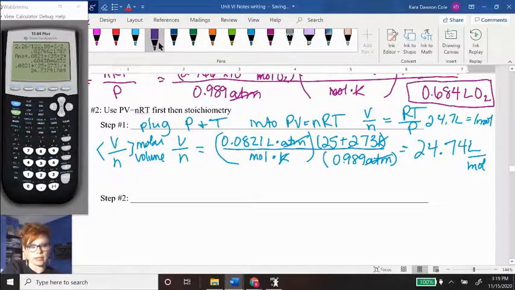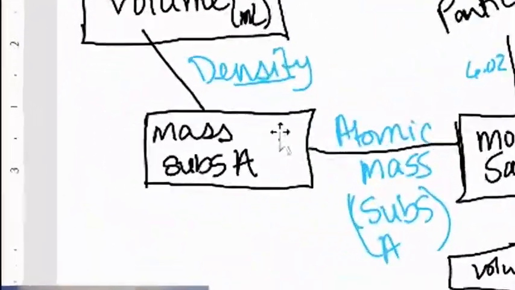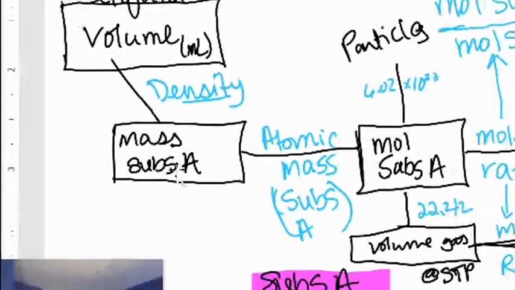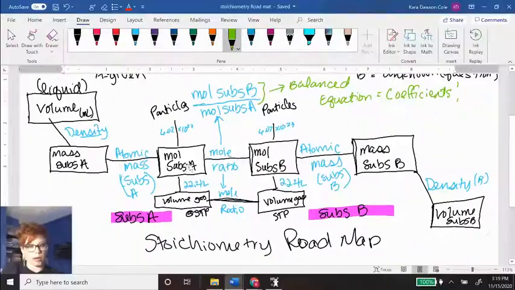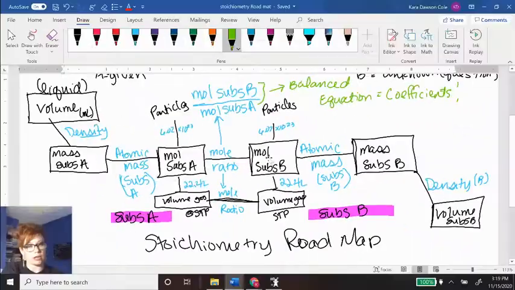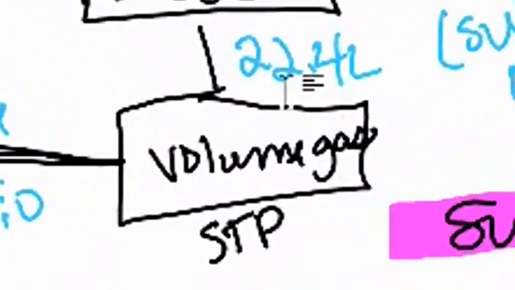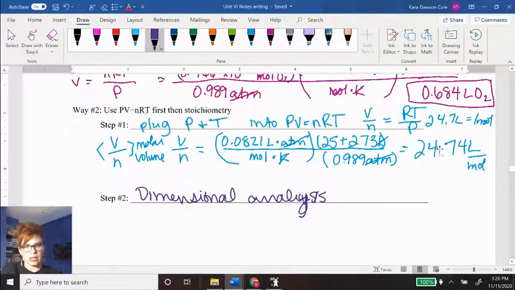Your second step here is to just do dimensional analysis. So again, going back to our roadmap, we're going from mass of potassium chlorate through the molar mass of potassium chlorate to get to the moles of potassium chlorate. We're going through the mole ratio of potassium chlorate to oxygen to get to moles of oxygen. And then instead of it being 22.4 liters, we're going to have what we actually calculated in the first step, which was the 24.7 liters.